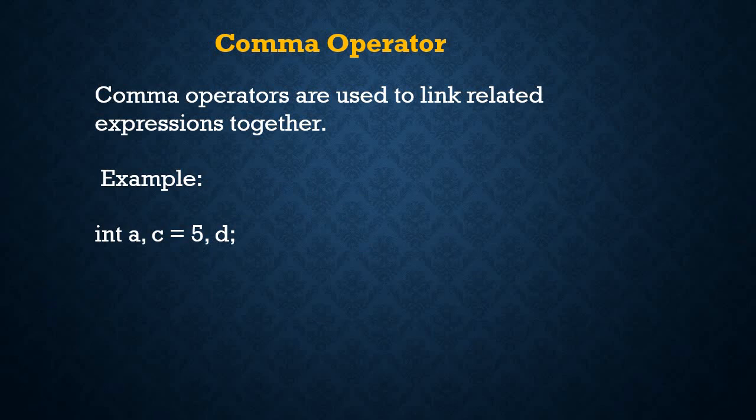Okay, right. So then the comma operator. The comma operator is something related to expressions, that is, if we want to have more than one expression on the same line, then we can go for the comma operator. You can see in the example, int a comma c is equal to 5 comma d. This we will do very frequently.